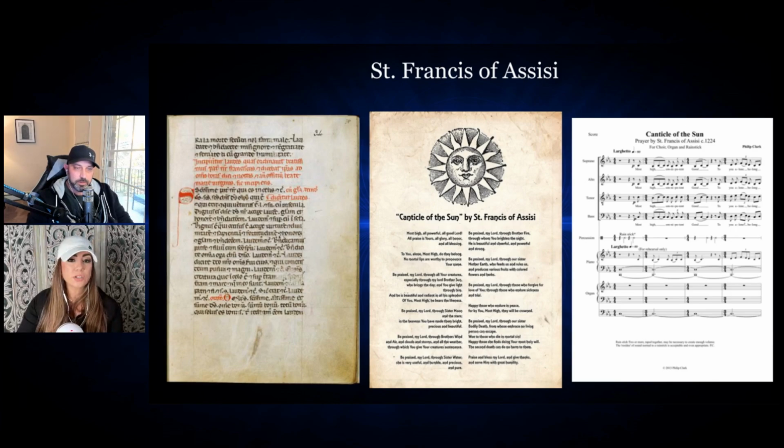And then this is the English translation of the Canticle of the Sun. And it also has a musical element to it that you're supposed to, I guess, play while you read it, or say it, or read it out loud.